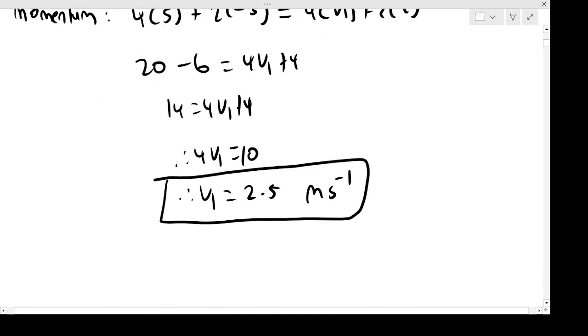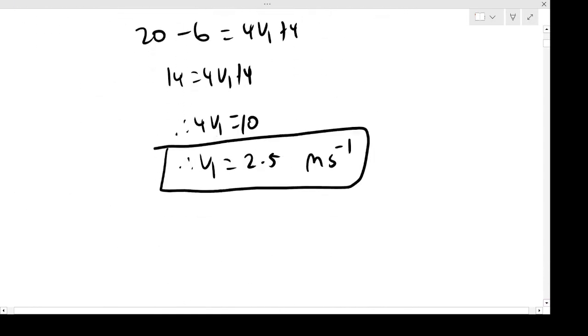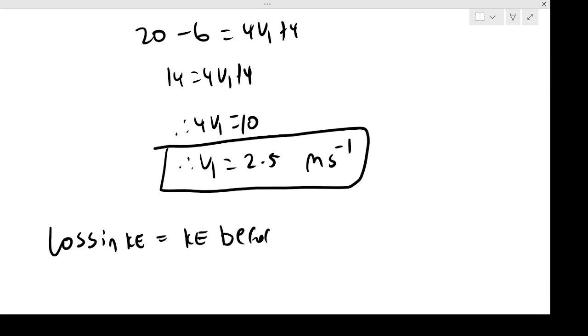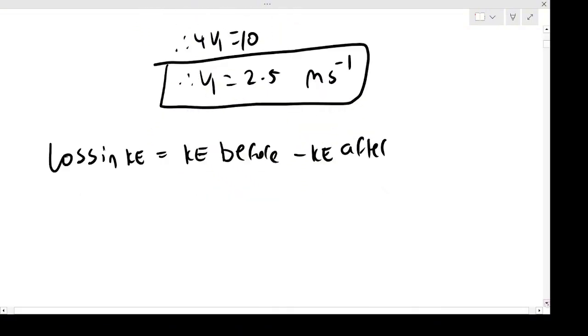Okay, so now we're going to look at the loss in kinetic energy. And remember, the loss in kinetic energy, which we discussed at the start, is the kinetic energy before the collision take away the kinetic energy afterwards. Now, if we break this down, firstly, the kinetic energy before.